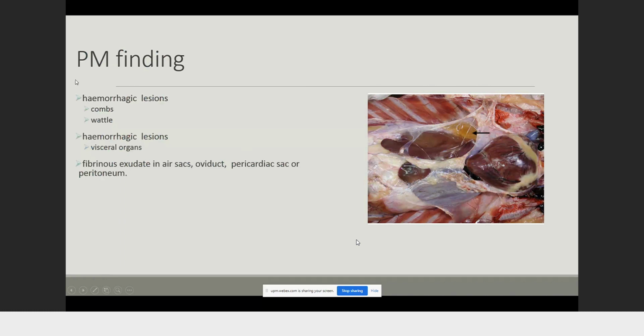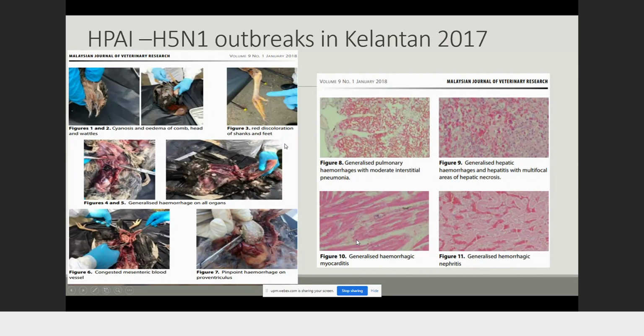Okay, so for the postmortem findings, you will see fibrinous exudates in the air sac, oviduct, pericardial sac, and peritoneum. There will be also hemorrhagic lesions in the visceral organs and the foam and waters. Okay, these are examples of postmortem findings and clinical signs found from H5N1 HPAI outbreaks in Kelantan in 2017. The lesions are quite similar as I mentioned earlier, cyanosis and edema of the comb, head and waters, red discoloration of the shanks and feet.